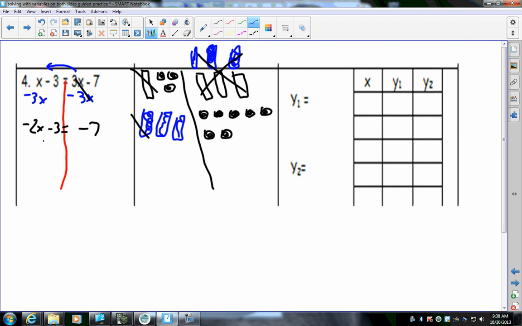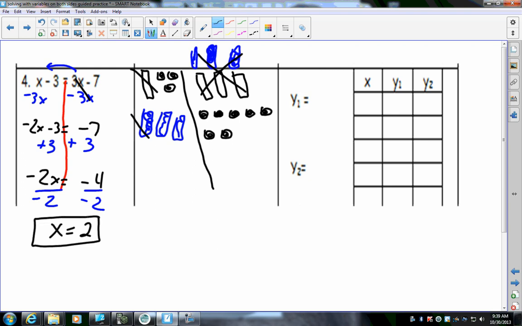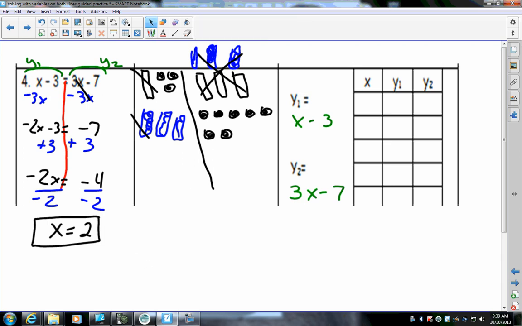Now I will add 3 to each side. Negative 2x equals negative 4. I'm going to divide by negative 2. X equals 2. Now, the left-hand side goes into y1, right-hand side into y2, so I have x minus 3 and 3x minus 7. It's not negative 2 because a negative divided by a negative is a positive.